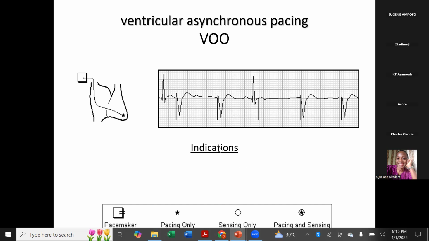So when you are looking at an ECG tracing, sometimes, but not always, you can decipher what type of pacemaker mode a patient is having. So, for example, we said the patient can be in a VOO mode, which is an asynchronous mode. It simply means you have programmed it to know when to pace and when to sense.